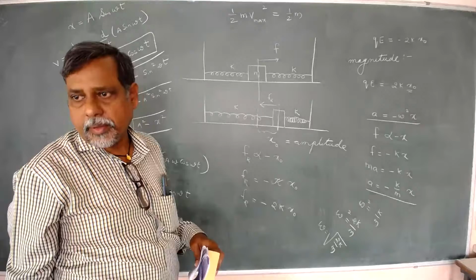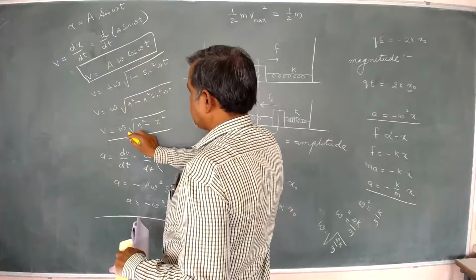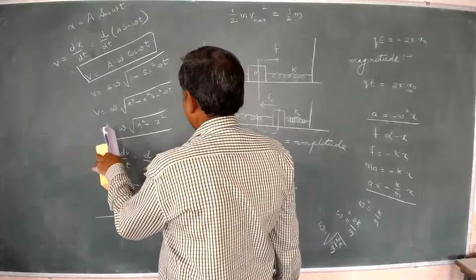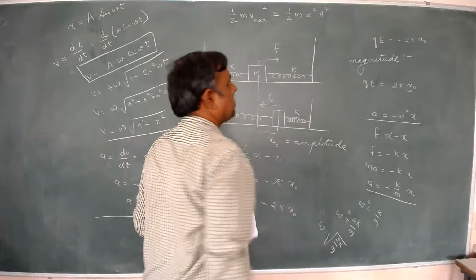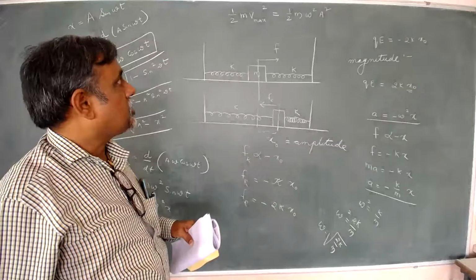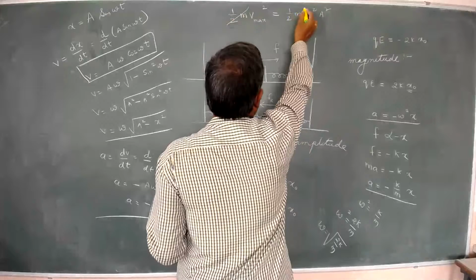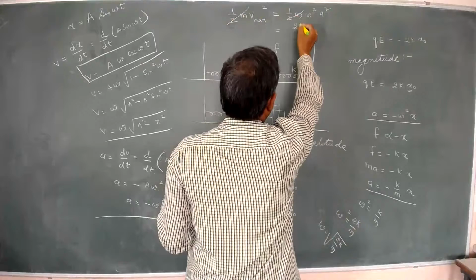Look at this. V maximum, we have the maximum situation, V square is equal to omega square A square. Got it? So this is the maximum kinetic energy, and this half m will get cancelled. So there is omega square and A square, where omega square is 2K by M.